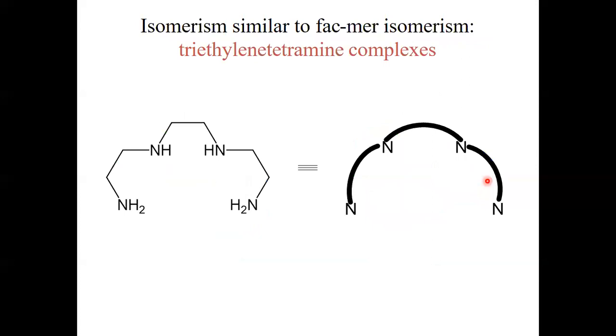Okay, then we can have isomerism which is similar to Fac-Mur isomerism. Such isomerism can, for instance, occur with triethylene tetraamine complexes, where we have four points of attachment. We have a tetradentate ligand in this case, and these isomerisms again occur because that multidentate ligand can wrap itself around the central metal in different ways. So in order to retain clarity, we can again simplify such a ligand a little bit. So we only write the nitrogen donor atoms and we simplify the ethylene group here just by bent lines. So now what isomers can we actually construct?